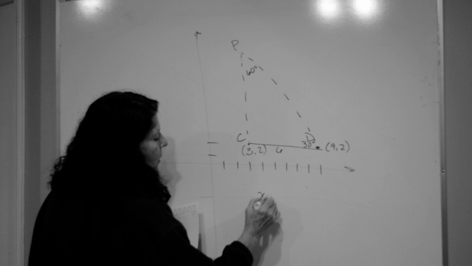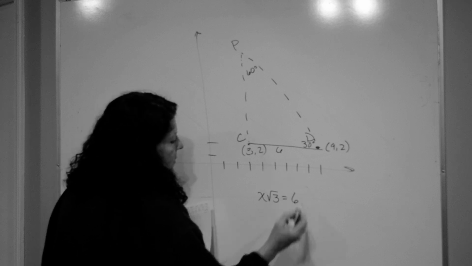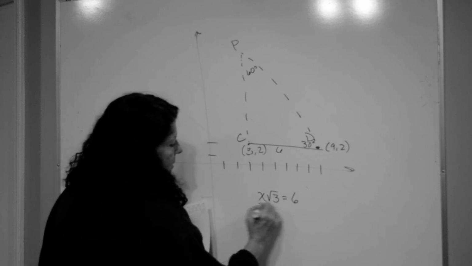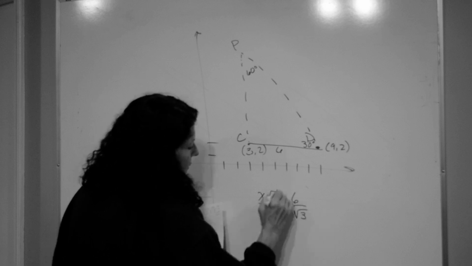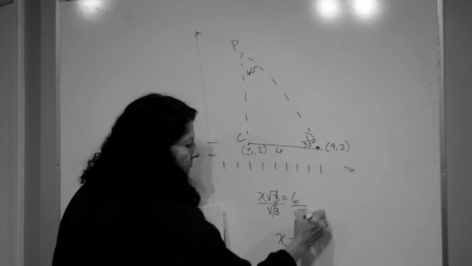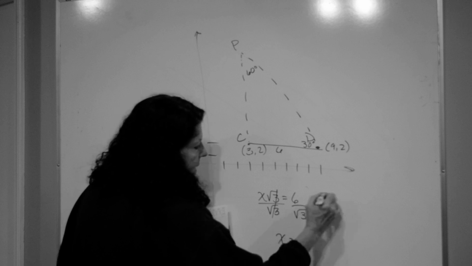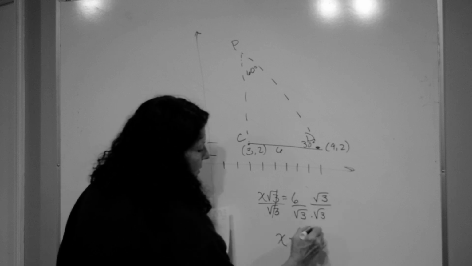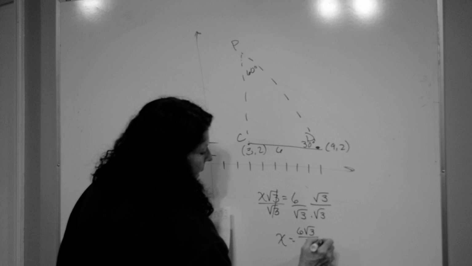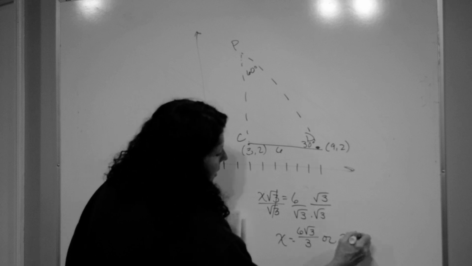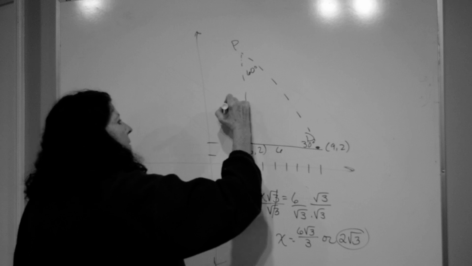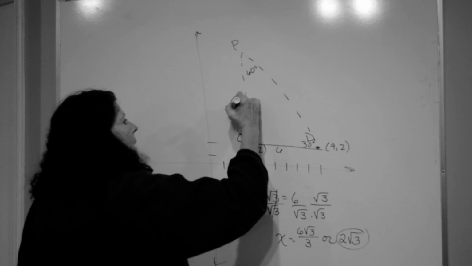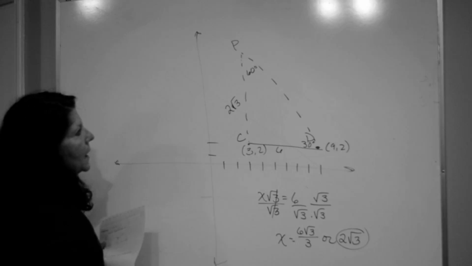So x on the square root of 3 is equal to 6. So when I solve it, I'm going to divide by the square root of 3, and then I will have to rationalize my denominator. So I have 6 on the square root of 3 over 3, or 2 on the square root of 3. So that's going to be my x, or my value right here, 2 on the square root of 3.